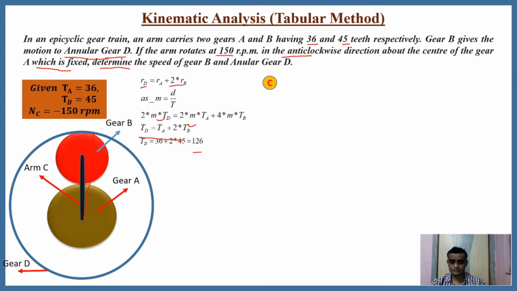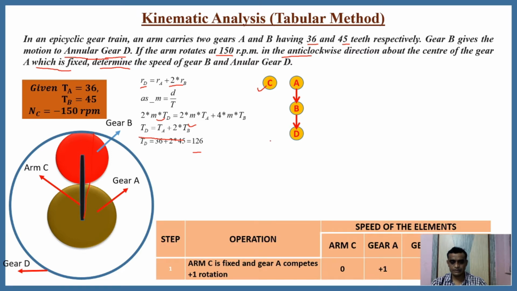Now again just consider the motion, that C is the arm. From A, motion is given to B, and from B, motion is given to gear D. Now again in this case also step by step we'll move ahead. Again the arm C is fixed. Gear A completes plus 1 rotation. That means gear A is equal to plus 1.